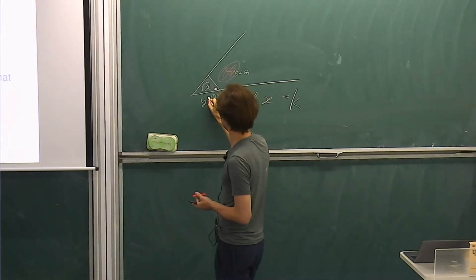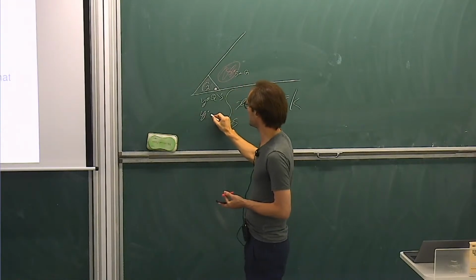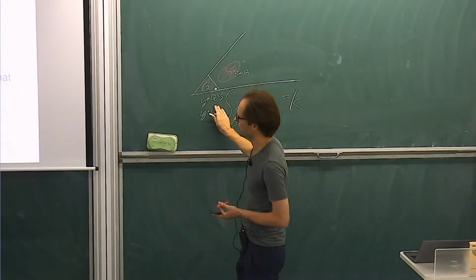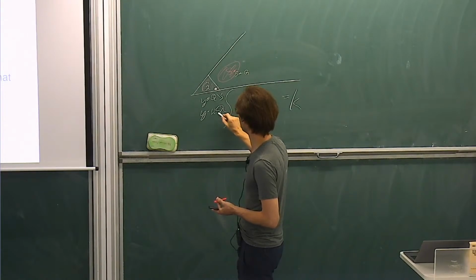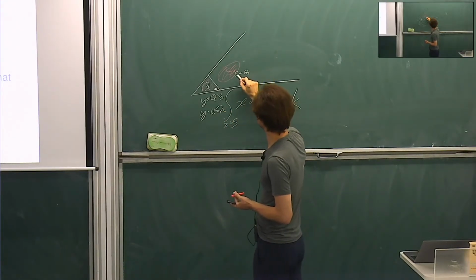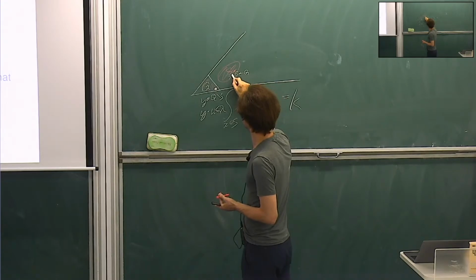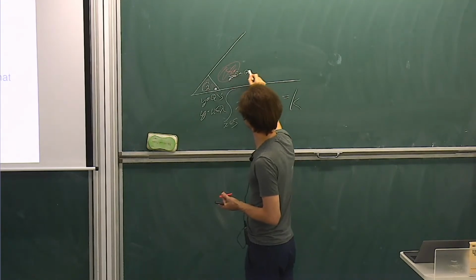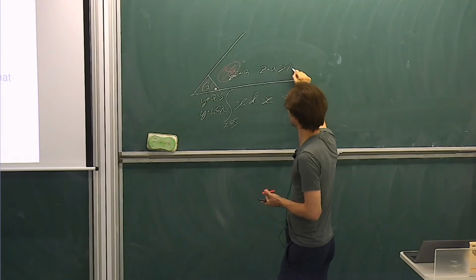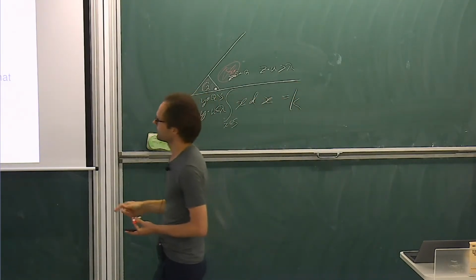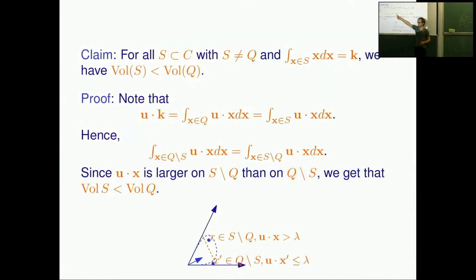well, this point Y, the inner product of Y with U is at most lambda. And for the point Z, the dot product of Z with U is greater than lambda. So we know that when we integrate over Q minus S, it has to be equal to the integration over S minus Q, because the integration over S is equal to the integration over Q.